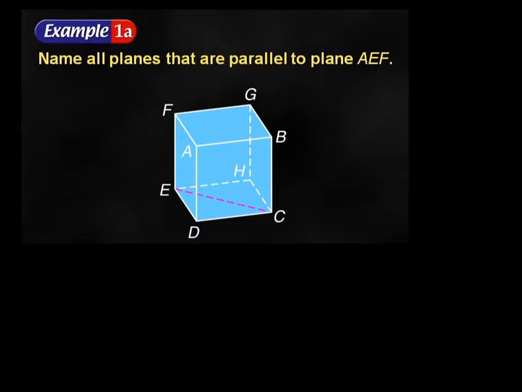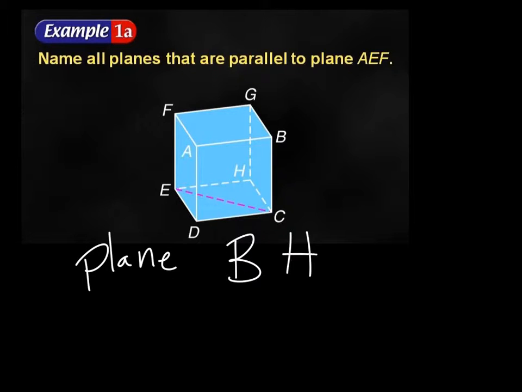Name all planes that are parallel to plane AEF. Well, all makes it sound like it's going to be a long list. It's not. We've got AEF here, so they named 3 points around the plane, so that's the left side. So parallel to the left side of this box or cube would be the right side. We could call it plane BHG is one way you can name it. You only need 3 points on a plane to name it.